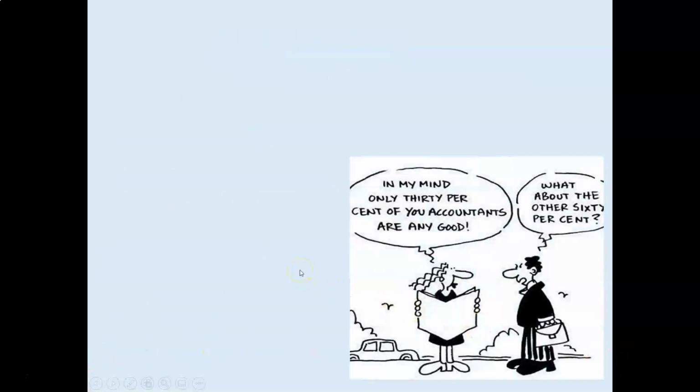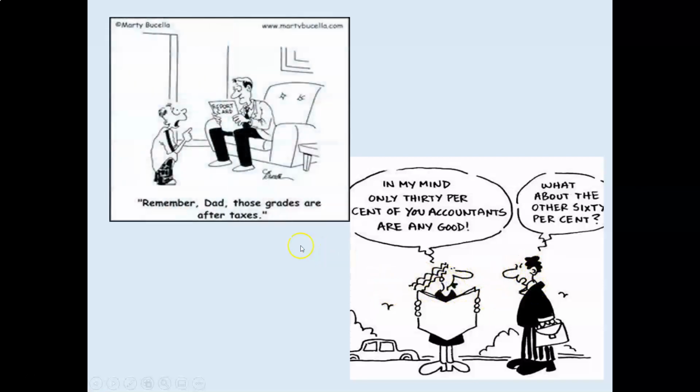In my mind, only 30% of you accountants are any good. And then he replies, what about the other 60%? I hope you're not part of that clan. Remember that those grades are after taxes. Well, that could be something that you can remember and tell your parents the next time that you receive your results.